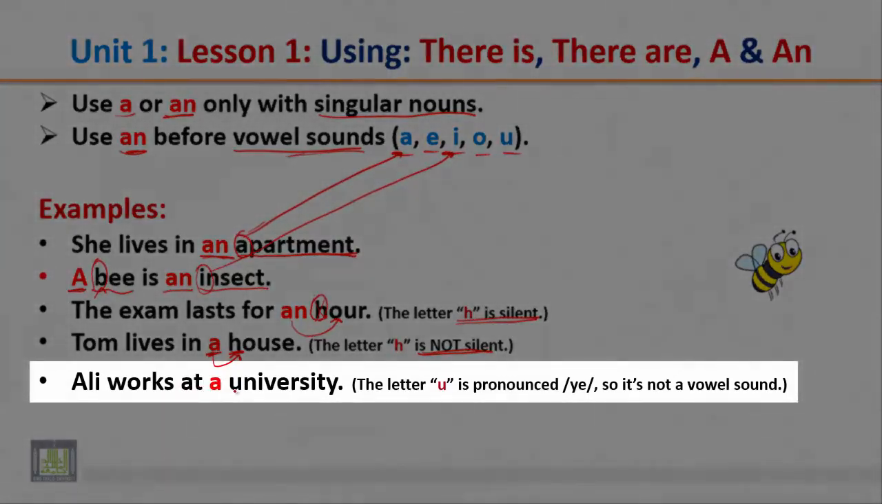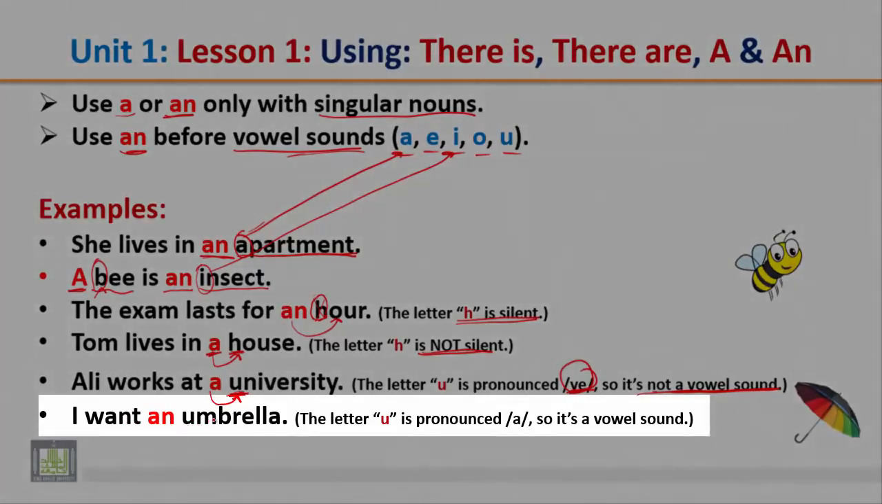Ali works at a university. University. Notice that this letter here is pronounced yeah. And yeah is not a vowel sound. A university. Again, university. This letter here is pronounced yeah. And the yeah is not a vowel sound. So we use a before the word university.